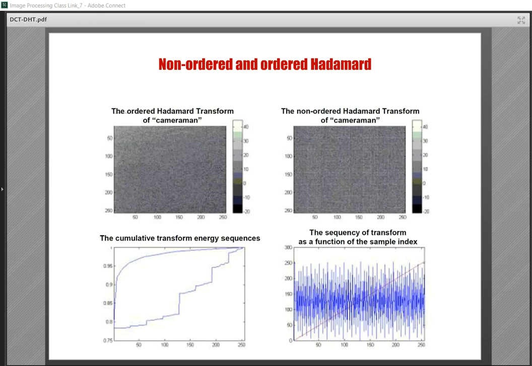It's very much better. Why? Because this one is fluctuating, and a large number of coefficients is required to reach a good energy level. But in the ordered transform, using a small number of coefficients, for example here, you can reach almost the total energy.